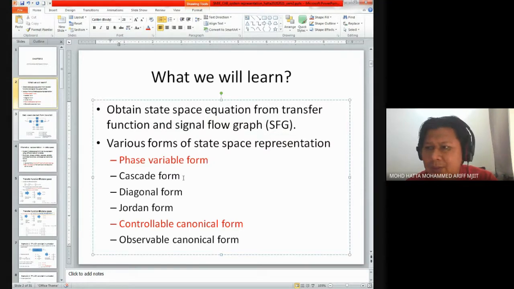where here we have a phase variable form, cascade form, diagonal form, Jordan, controllable canonical form, and also observable canonical form. Anyway, with respect to this course, we only tackle these two forms, which are phase variable form and also controllable canonical form. So the rest will be introduced to you, but not being asked in your assessment.